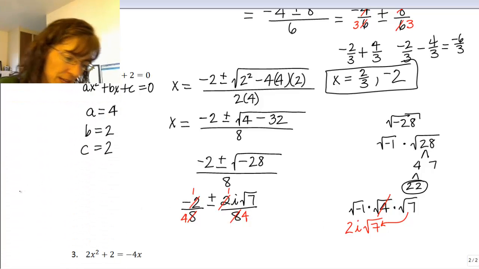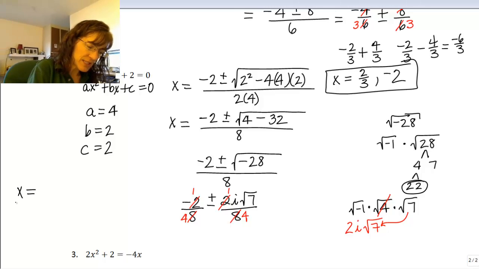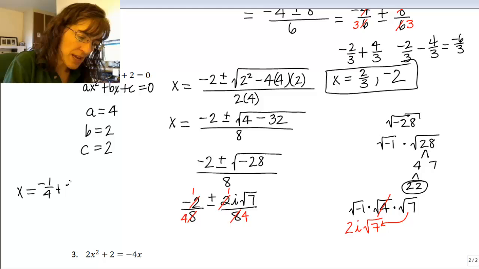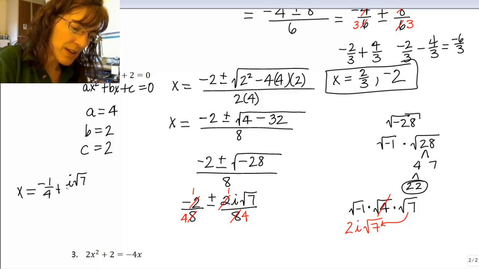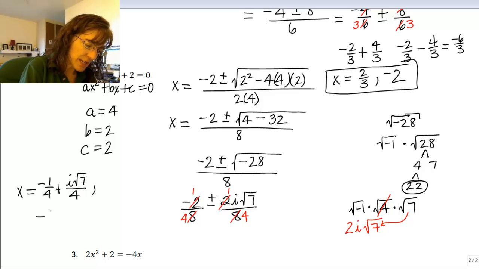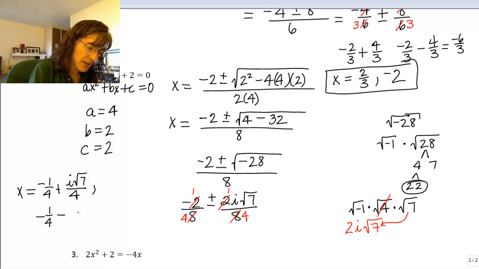And finally, I can write my answers. x is equal to negative 1/4 plus i square root of 7 over 4. That's one answer. My second answer, negative 1/4 minus i square root of 7 over 4.